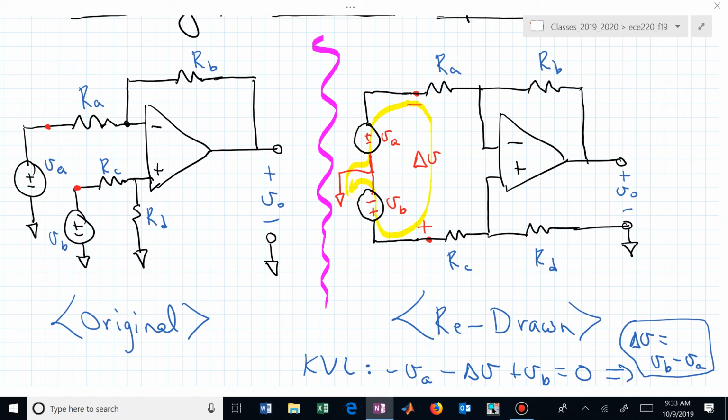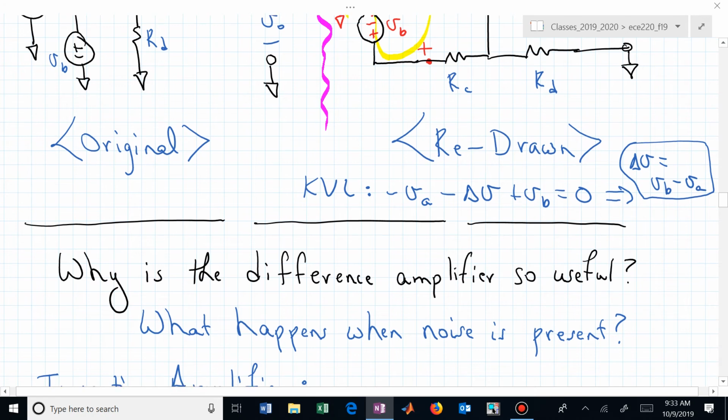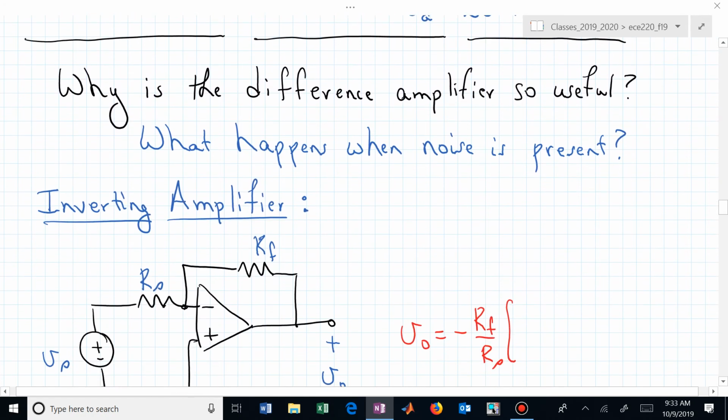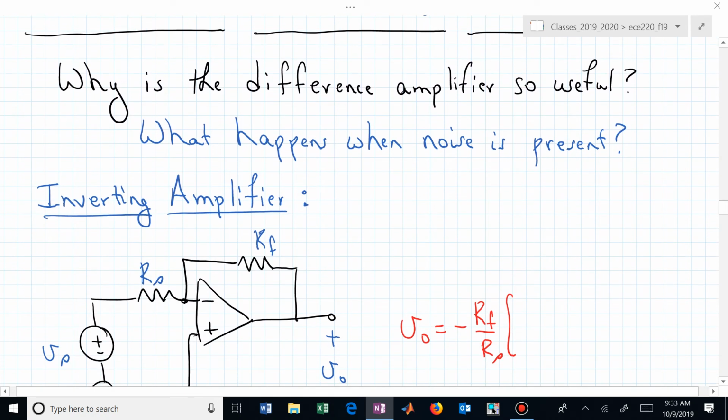All right, so there was the original, there's the redrawn, and now we can maybe more effectively see this delta V happening. Now you're probably questioning, why are we even so worried about this difference amplifier? Why is it so useful? What I want to do is have you think about what would happen in the lab. You're going to have noise. In the real world, you're going to have noise floating around.